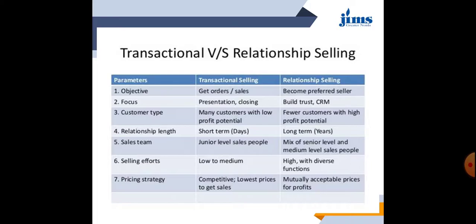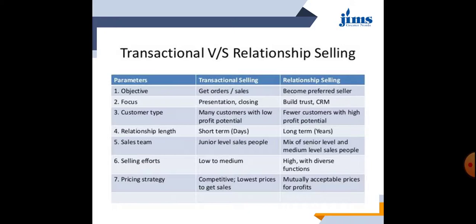Whereas the focus of relationship selling is building trust and CRM, customer relationship management, right? Then third is the customer type. For transactional selling it is most customers with low profit potential, and in relationship selling the type of customer is very few customers with high profit potential. Then in transactional selling the relationship length is short term. That means the sale is done, and you are not able to win the customer for a longer period of time or for the future. Whereas the relationship length in relationship selling is long term.